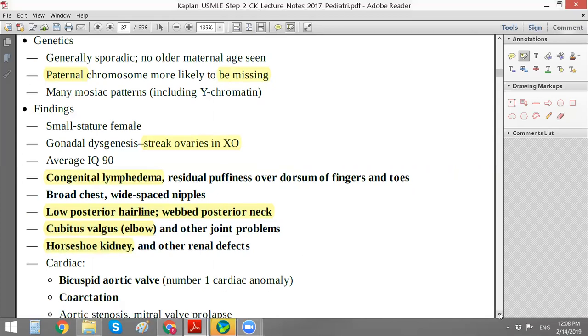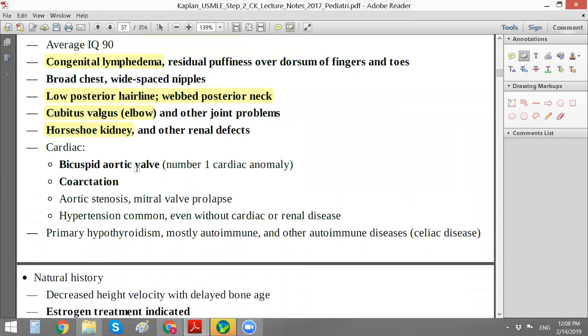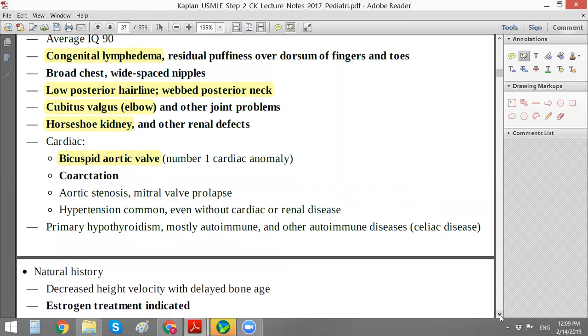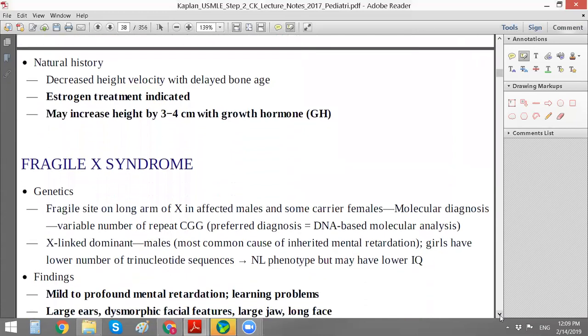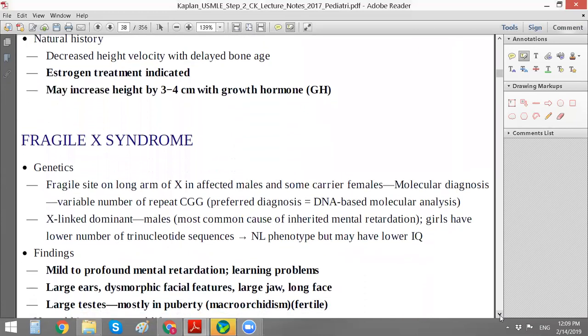We have cardiac: bicuspid aortic valve. This is the number one cardiac anomaly in Turner's, bicuspid aortic valve, and then coarctation of the aorta, aortic stenosis, MVP. Hypertension is common even without cardiac or renal disease. Primary hypothyroidism, mostly autoimmune, and other autoimmune disease, celiac disease. Natural history is decreased height velocity with delayed bone age. Estrogen treatment is indicated, and height increases by 3 to 4 centimeters with growth hormone.